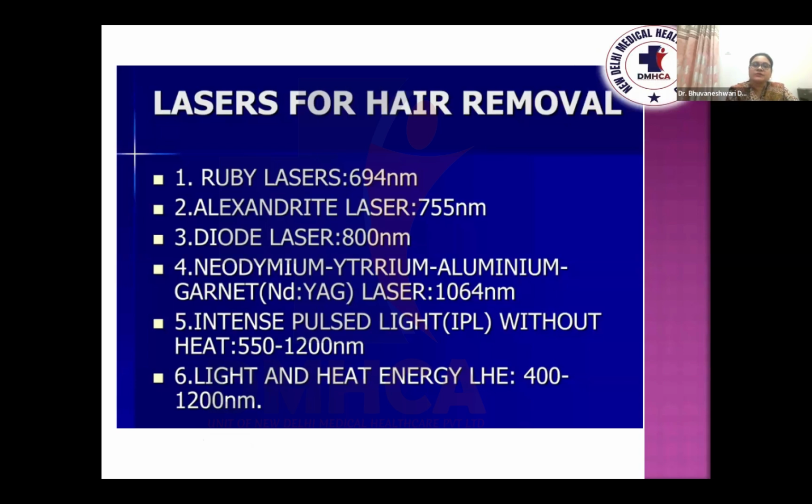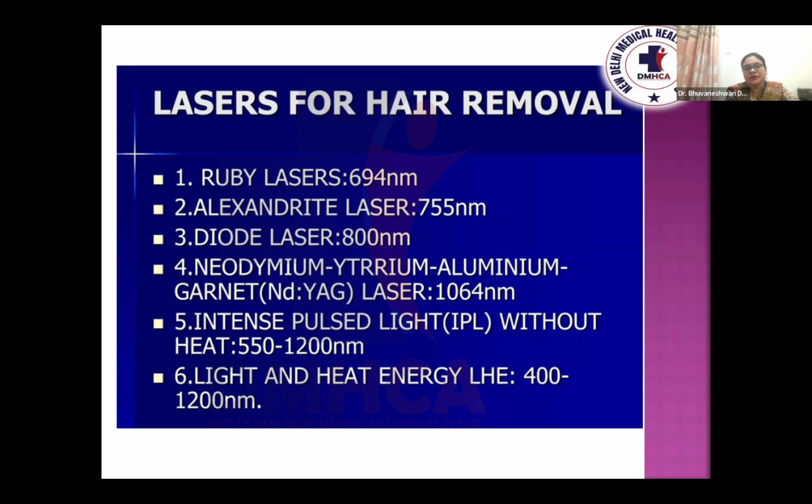Now, the different types of lasers available for hair removal are ruby laser of 694 nanometer wavelength, Alexandrite laser 755 nanometer, diode laser between 800 to 810 nanometer. It is the gold standard for hair removal. The most commonly used laser is the diode laser of wavelength 800 nanometer. Next is long pulsed ND-YAG laser. ND-YAG is neodymium, yttrium, aluminum, garnet. The wavelength is 1064 nanometer.